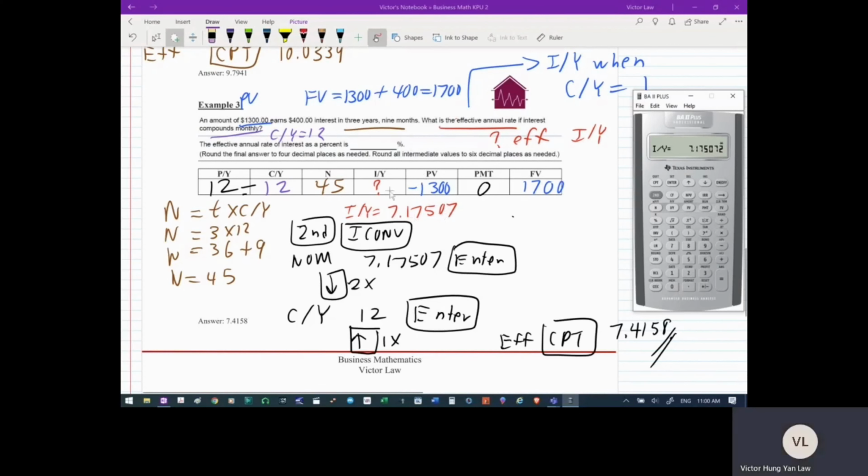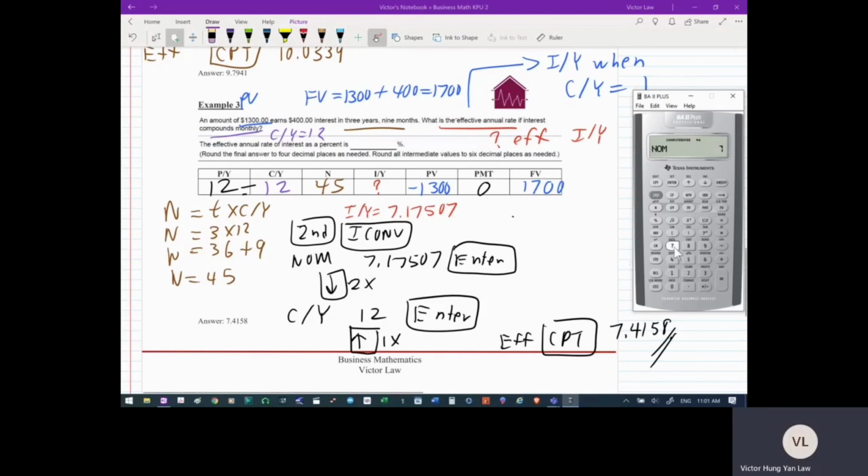Once we find the nominal interest rate, 7.175% compounded monthly, we can convert that to the effective annual interest rate, which is the nominal interest rate when your compounding is 1 time a year. So we click on second function, I conversion. Again, I conversion is right above the 2. Once we click on it, it will ask you for the nominal interest rate. The nominal interest rate, NOM, is basically your IY.